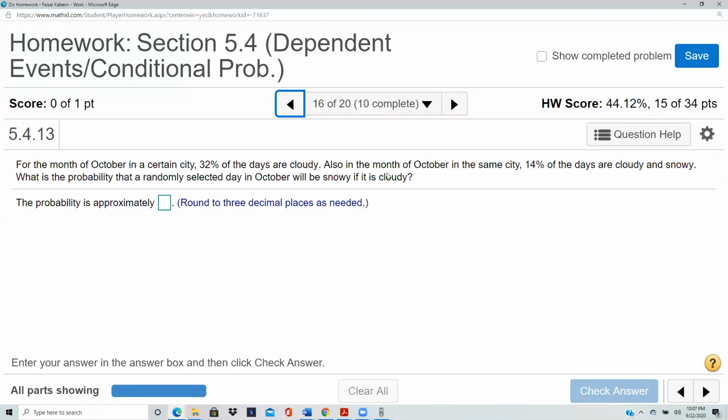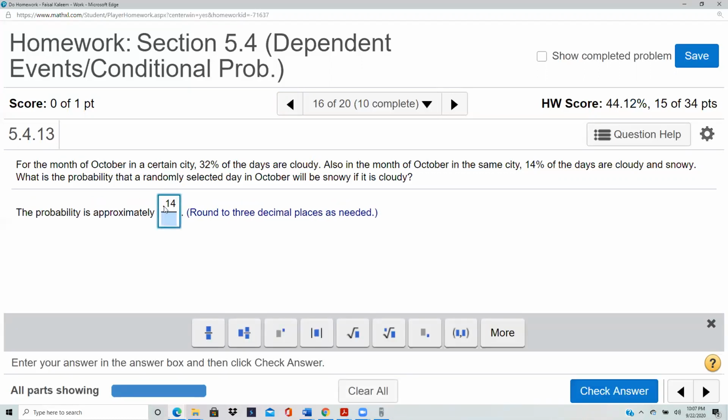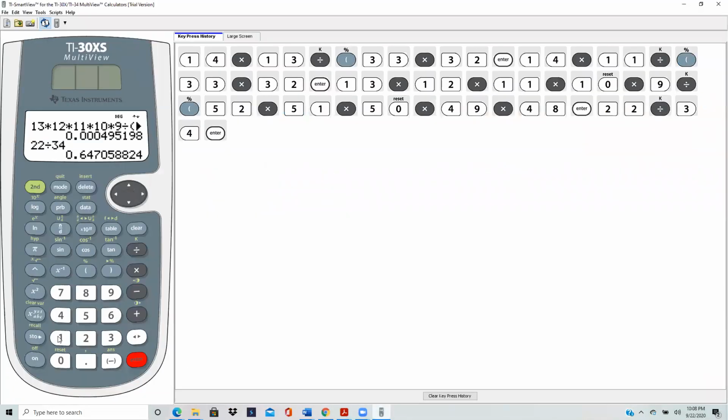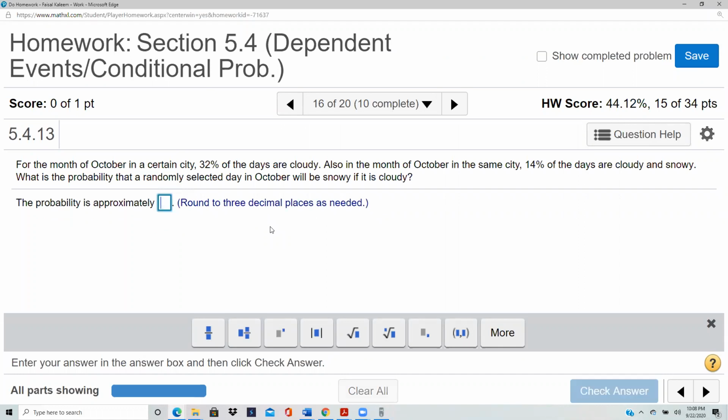So snowy and cloudy goes in the numerator, which is 0.14. And cloudy goes in the denominator, because cloudy is given. So in the denominator, 32%. So 0.14 divided by 0.32 is like 14 divided by 32. So that is 0.4375, which rounds to 0.438.